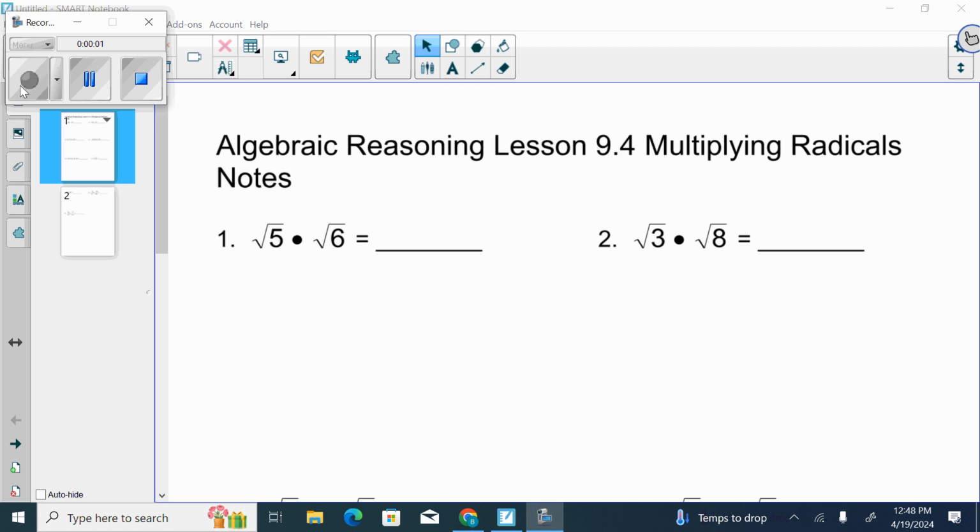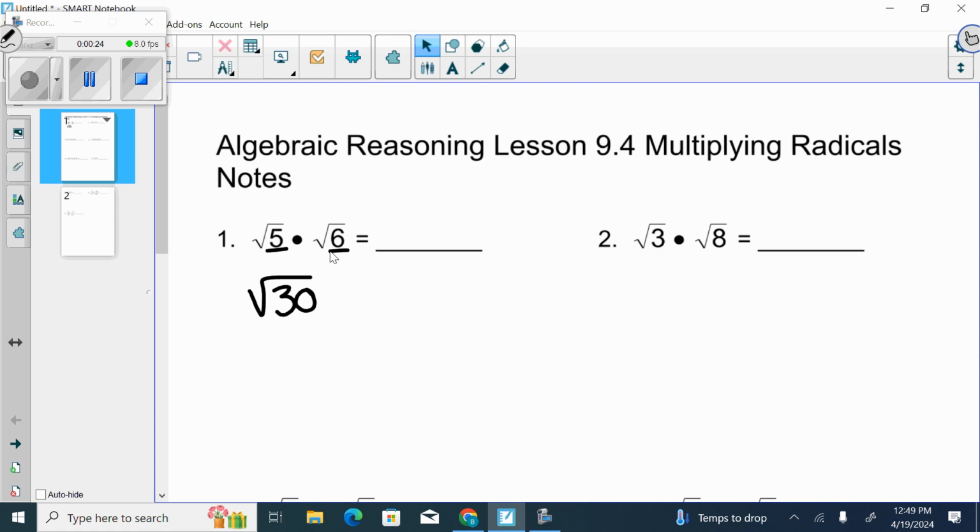These are not what we would say are like terms, but that's okay. It's like an x and a y. I can still multiply them together. So under here, I got 5 and I got 6. Okay? Well, what is 5 times 6? 30. Okay? So I have square root of 30.